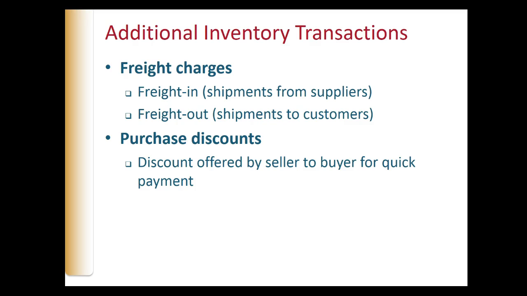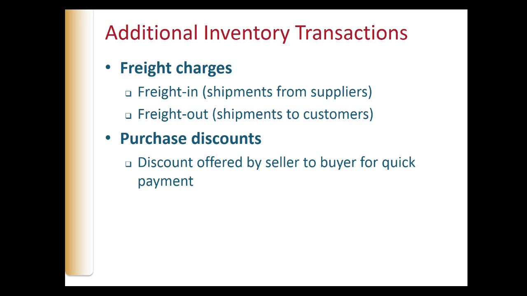The cost of freight on shipments to customers is called freight out. Shipping charges for outgoing inventory are reported in the income statement either as part of cost of goods sold or as an operating expense, usually among selling expenses.